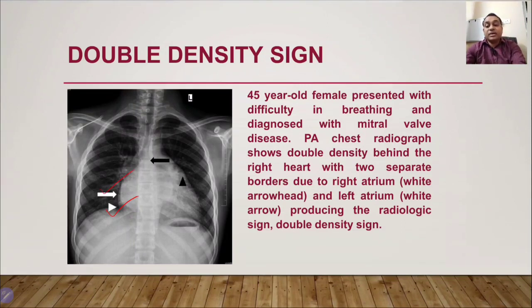You can see here, because of the left atrial enlargement, you are able to appreciate the left heart border here, and this is the right heart border, which creates a double density. That's why it is called the double density sign. Also, because of the enlargement of the left atrium, there is a carinal widening, as well as an elevation of the left main bronchus and enlargement of the left atrial appendage, which is shown here.